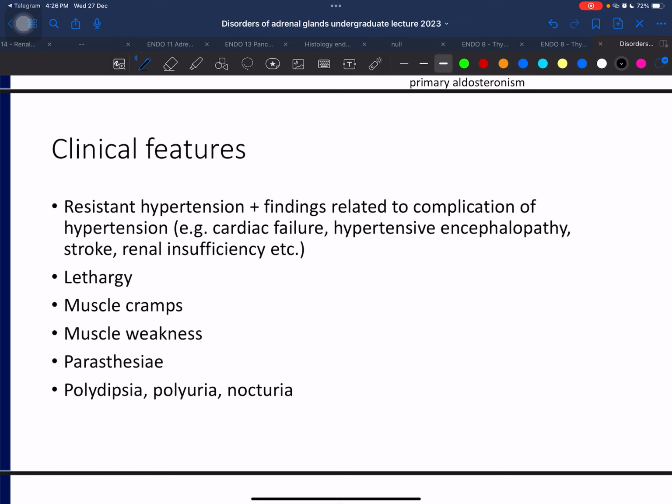Basically, because it's a mineralocorticoid excess, you get hypertension, the main thing, and the effects of hypertension, okay? This might lead to cardiac failure, hypertensive encephalopathy, stroke, renal insufficiency, and so on. Sometimes the patient's first presentation to you is a stroke. When you investigate backwards, only then do you know the patient has CON. Other conditions, these are non-specific symptoms that might be related to hypokalemia in this case.